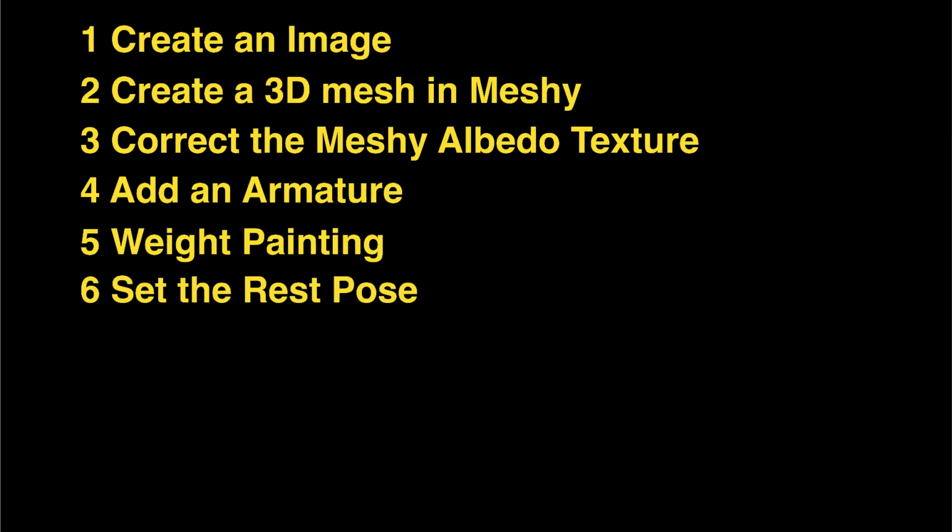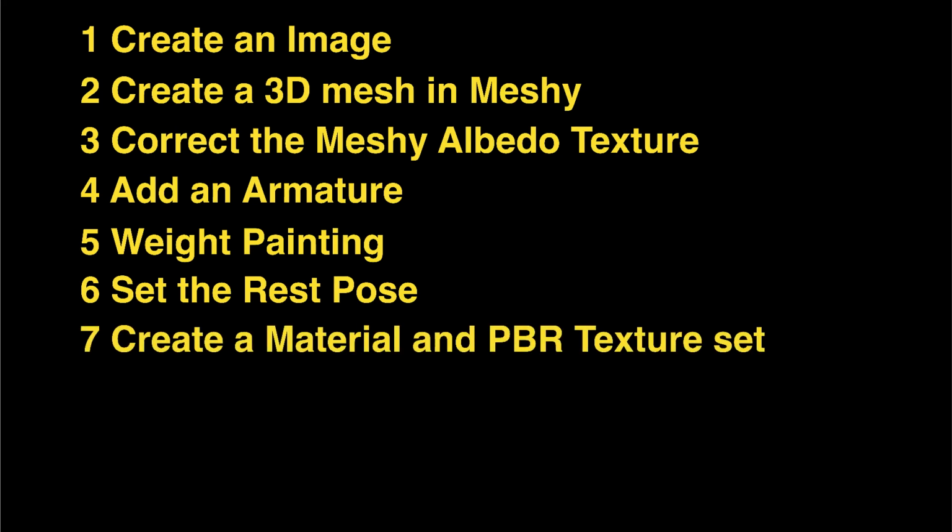Setting the rest pose. For importing into Trainz, this is a critical step, which avoids weird animation results. Create a material and PBR texture set: albedo, normal, and parameter files. I will add generic normal and parameter files rather than use Meshy's PBR texture files. This is in part due to being lazy, but also due to the fact that for a while Meshy was not providing the normal file, although that has since been fixed.